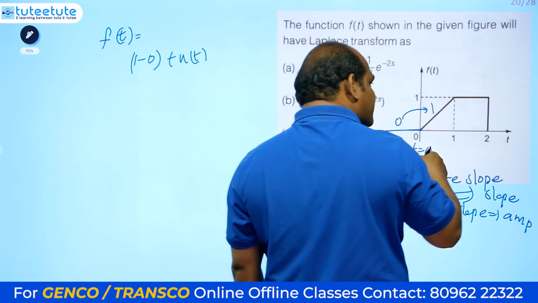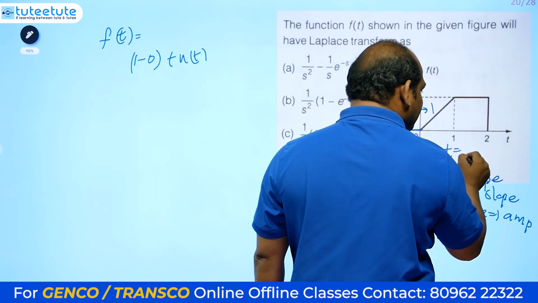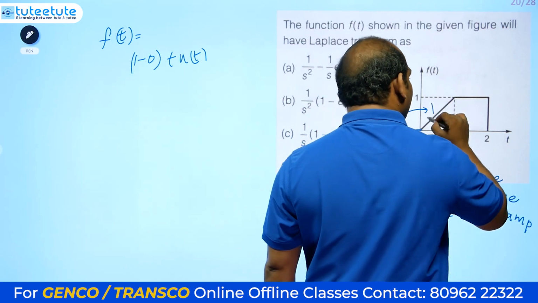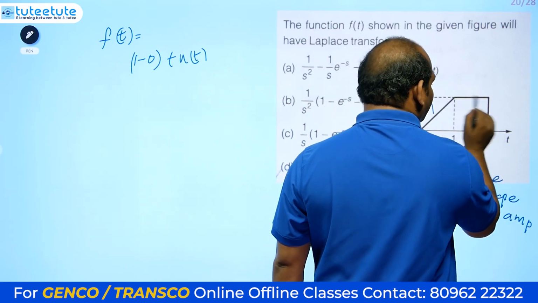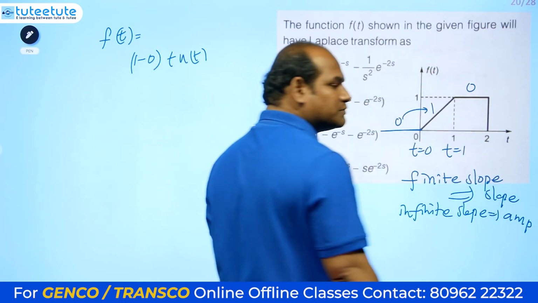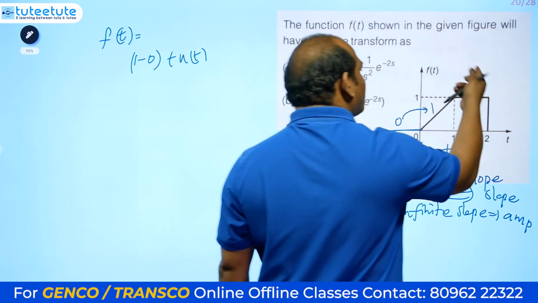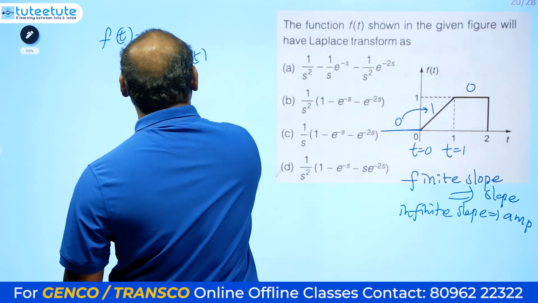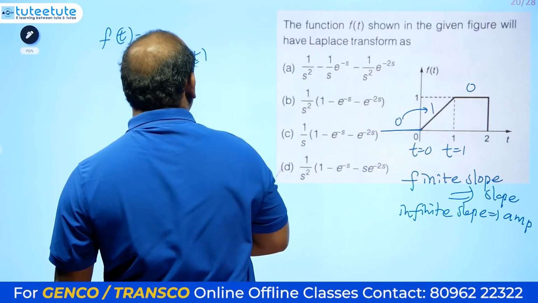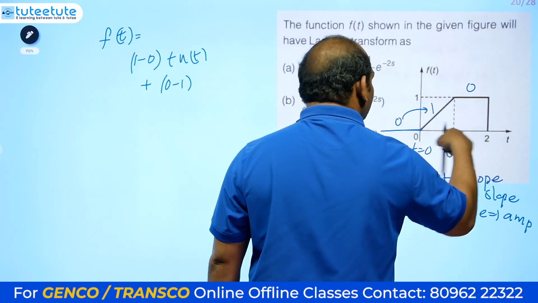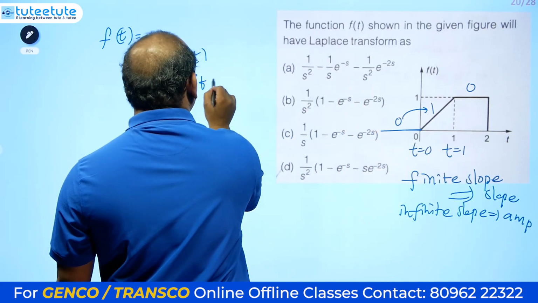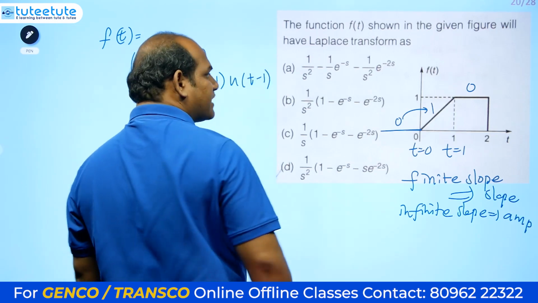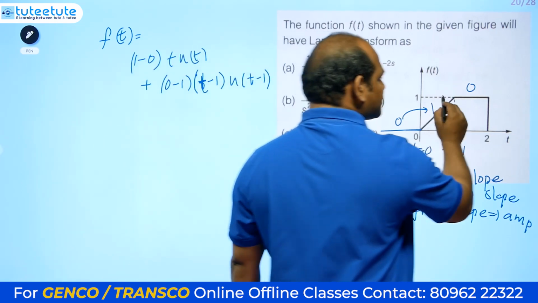But like this, when you come at t is equal to 1, what is happening? Again slope change is there. Previously 1 is the slope, after t is equal to 1, 0 is the slope. Okay, so 0 minus 1, this is the slope change, but it is happening at t is equal to 1, means delayed. So t minus 1 into u of t minus 1, like this we can write now. So this portion is also over.